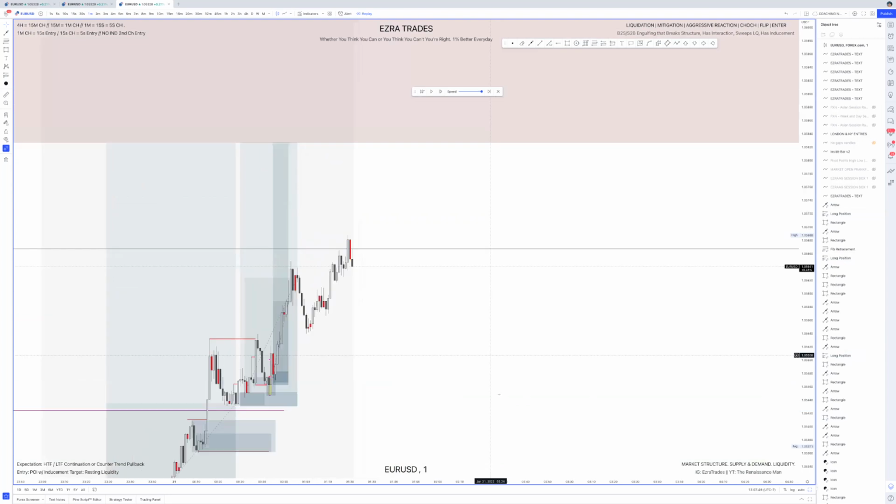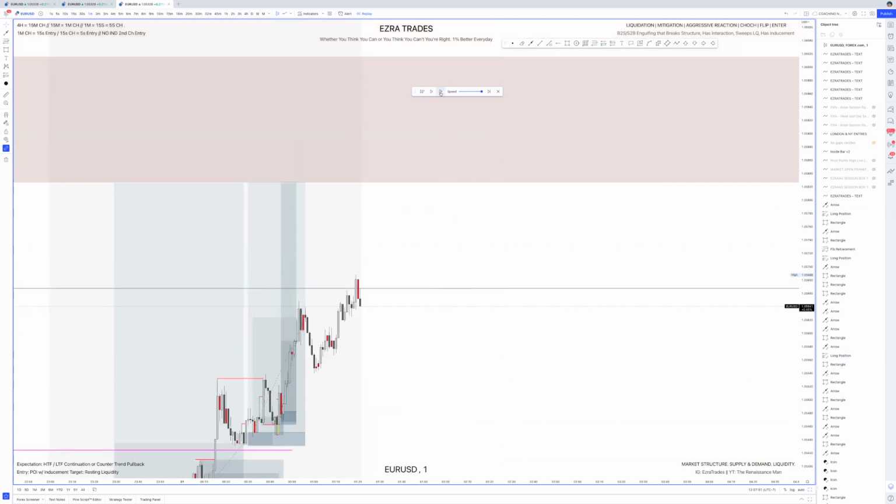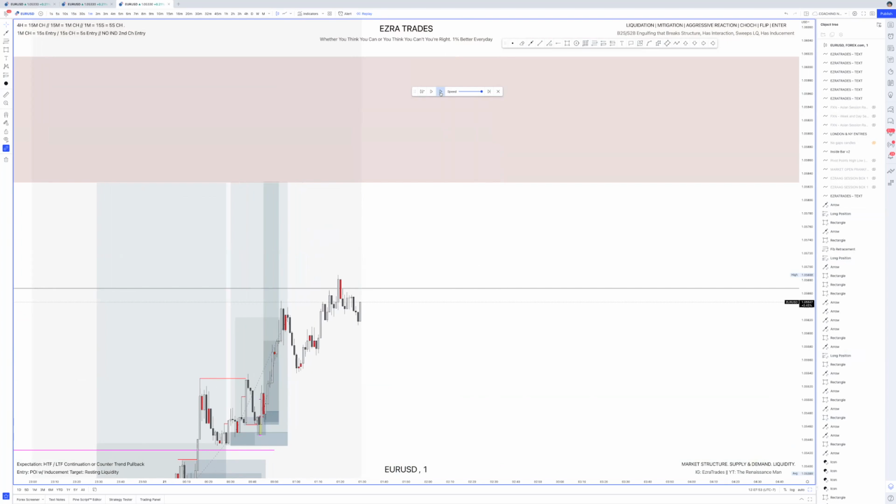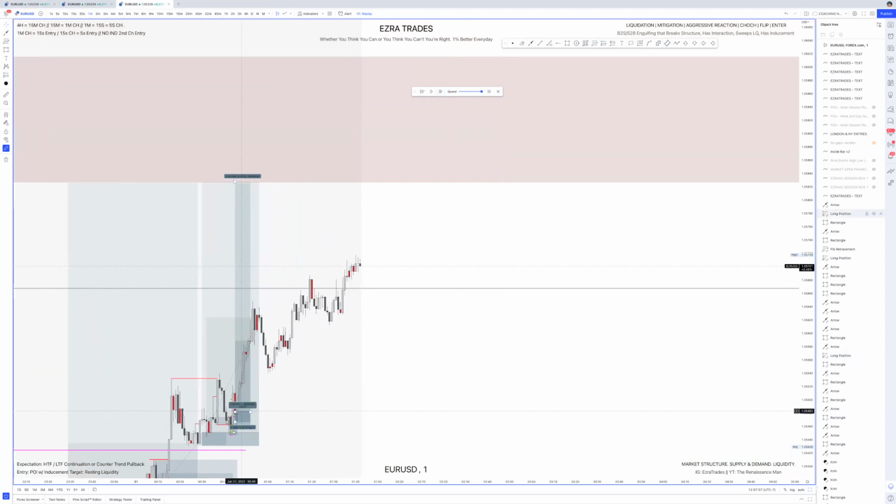The higher time frame narrative is still up here. And so what we could be waiting for is to come up here. Now, these trades up here are closer to the supply.